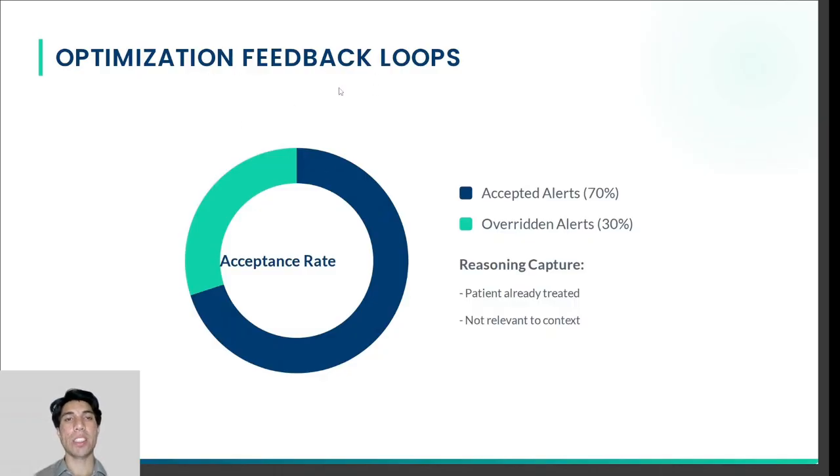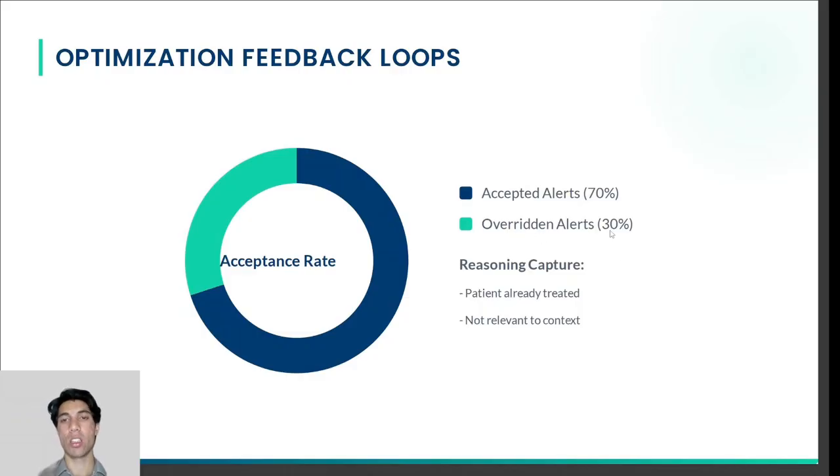Okay, then optimization feedback loops. 70% of alerts are accepted and 30% of alerts are overridden. The reasons behind these overridden alerts are that the patients are already treated, or the alerts are not relevant to the context. For example, if the alert is based on the blood sugar or blood pressure level of the patient, while the clinician is working on a sepsis diagnosis, that alert is not relevant to the context, so it will be overridden.